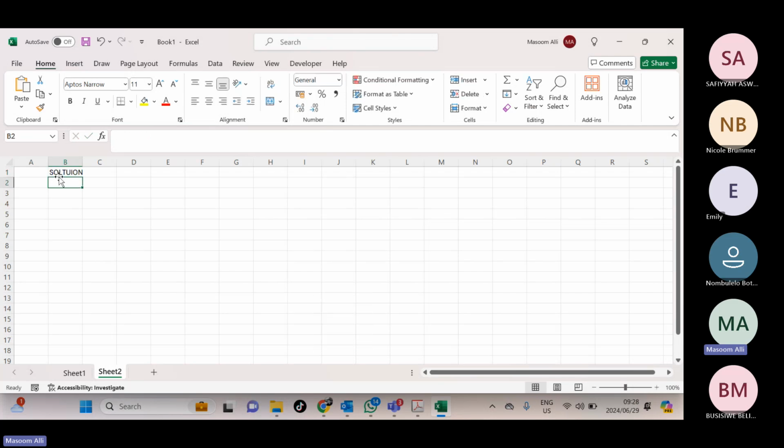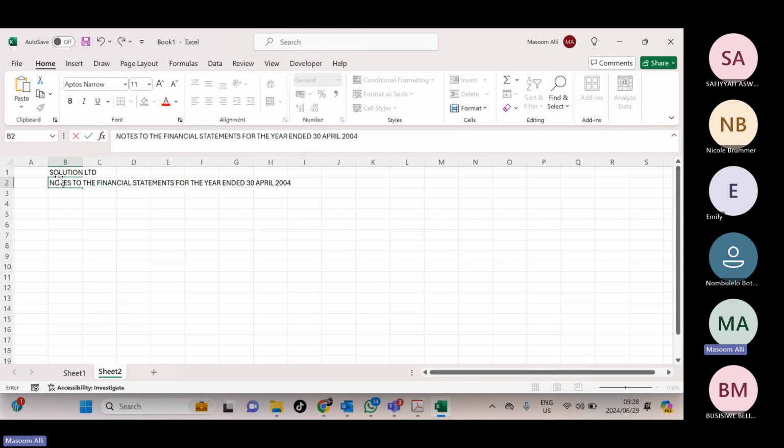Then we need to get to the notes, right? So Solution Limited, notes to the financial statements for the year ended 30 April 2004. And then we'll start off with the notes that are relevant. So the first note that will be relevant would be our profit before tax note, and then we'll fill in everything else, because it will be profit before tax as well as our income tax expense notes, right?